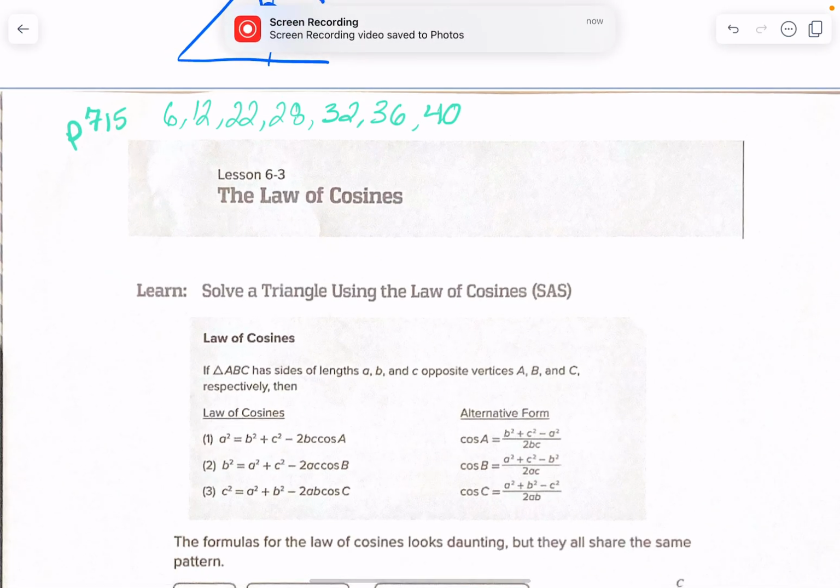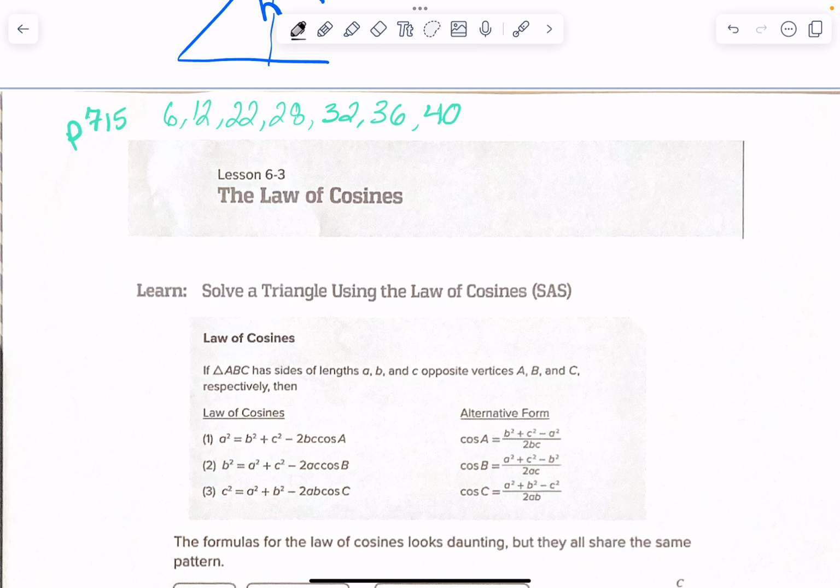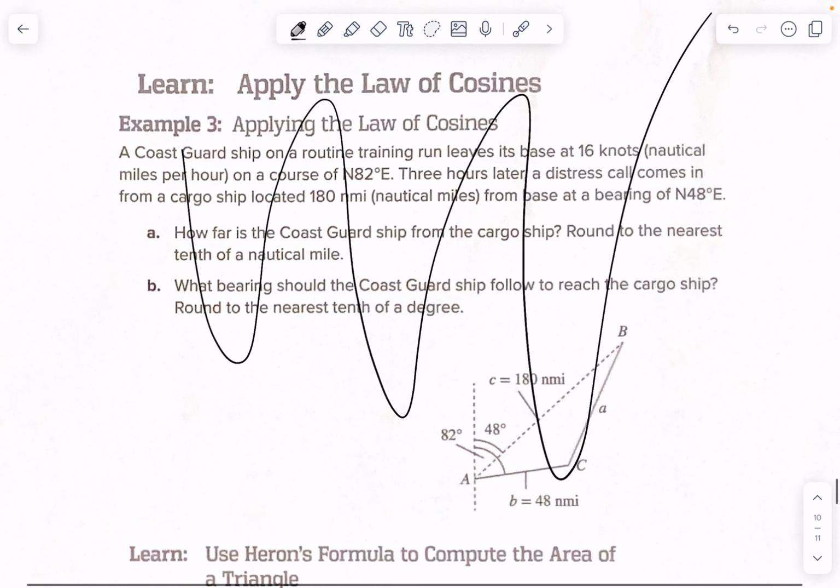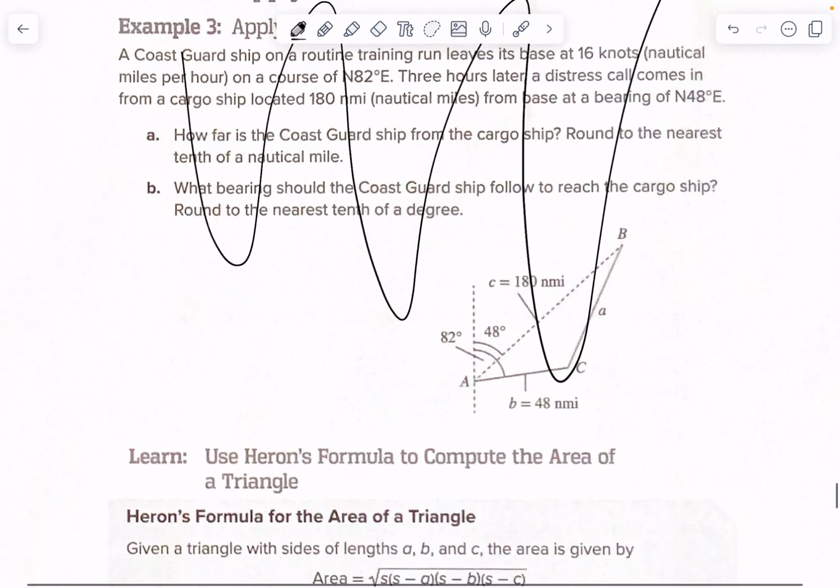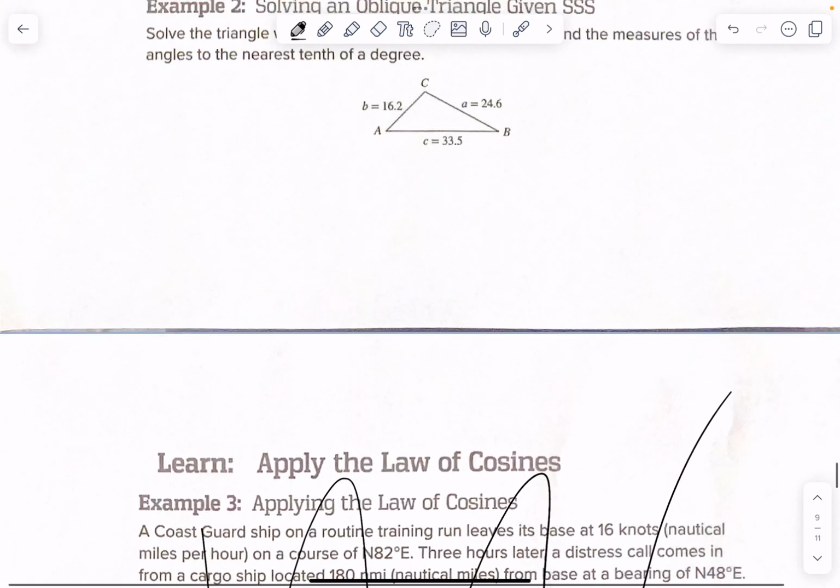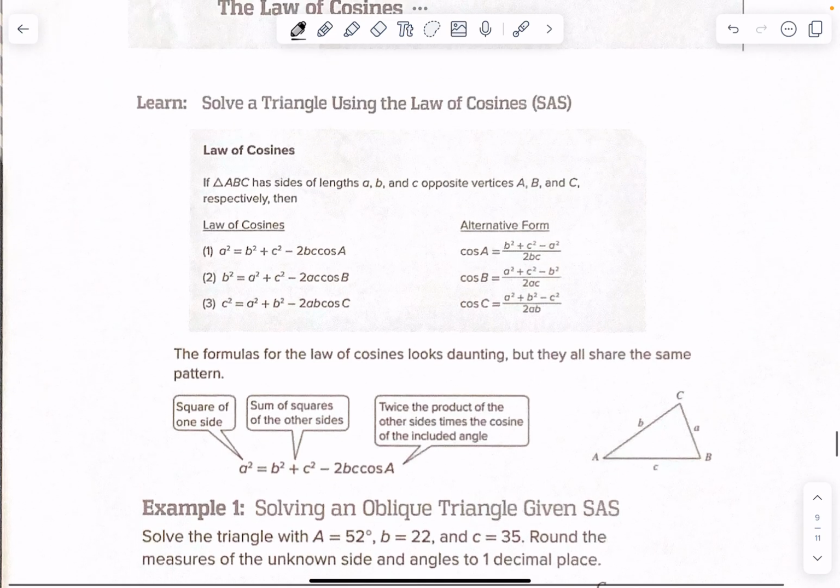Okay, Trig. Section 6.3 today, law of cosines. We're going to get through this. I'm only going to do 3 examples. Example 1, example 2. I'm going to skip example 3. If I was in class with you, I'd probably do it, but we'll skip it for now, and then we'll go to example 4. So this is solving triangles using the law of cosines.